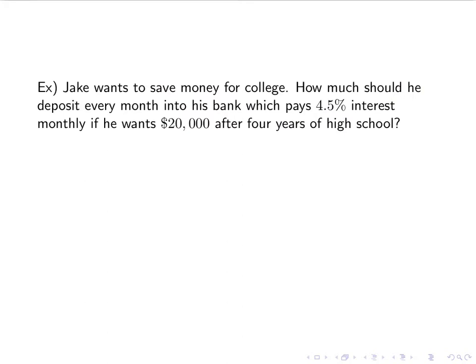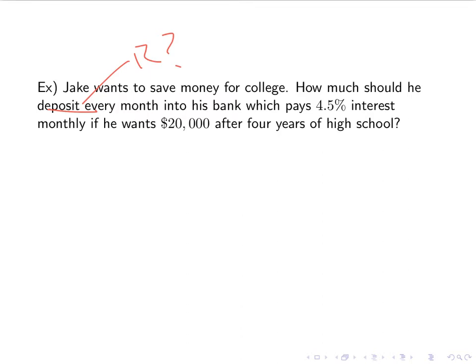So for our first example, Jake wants to save money for college. How much should he deposit every month into his bank, which pays 4.5% interest monthly, if he wants $20,000 after 4 years of high school? So how much should he deposit? That's a question of what is R. So that makes sense for this section. If you notice both of them, whether it's S or A, we're solving for R. So I'm looking for the repeated payment. What should he deposit every month?